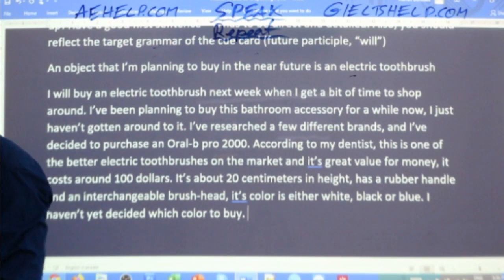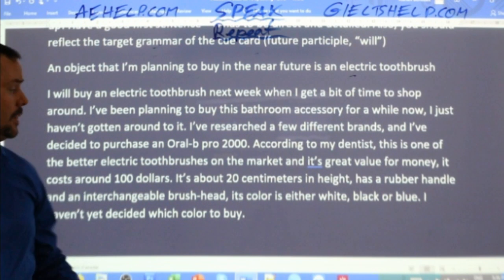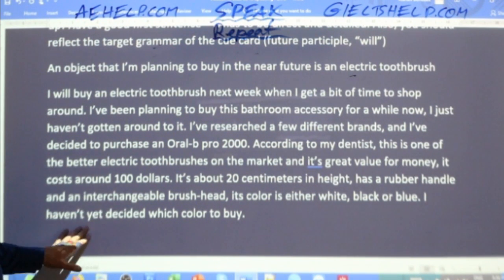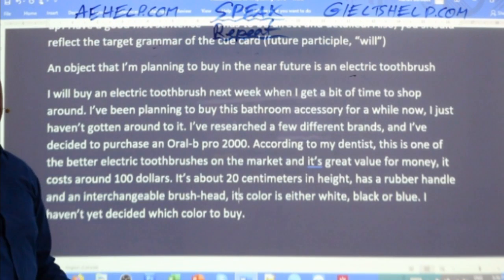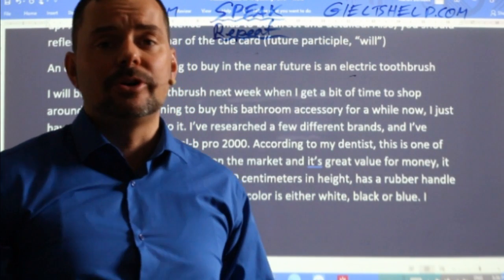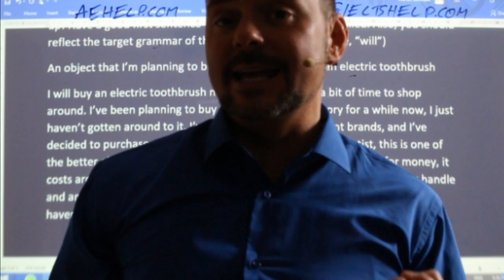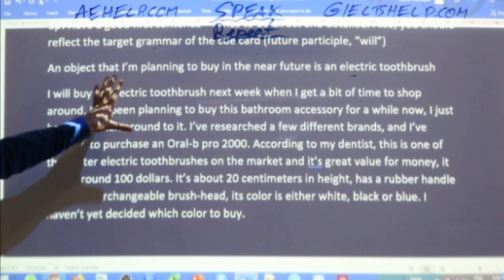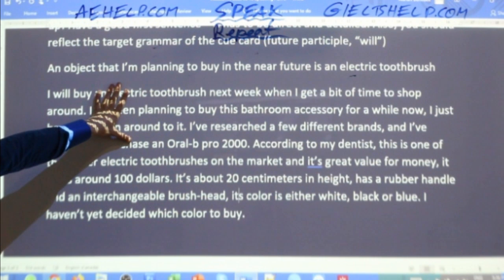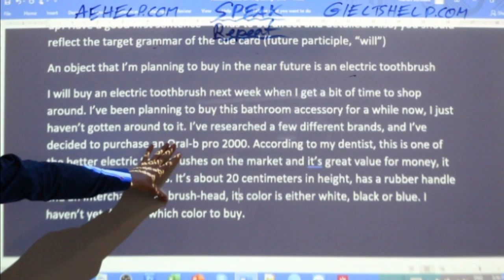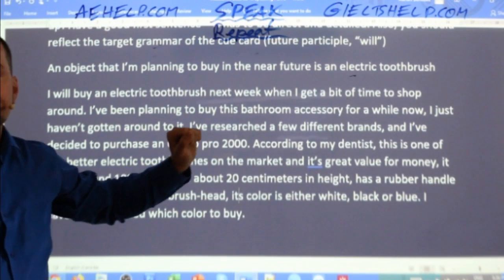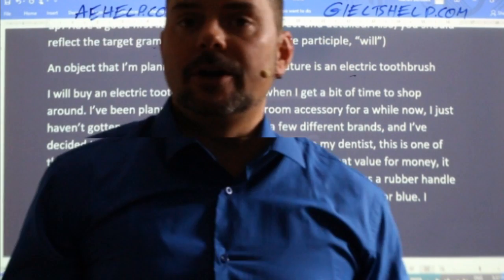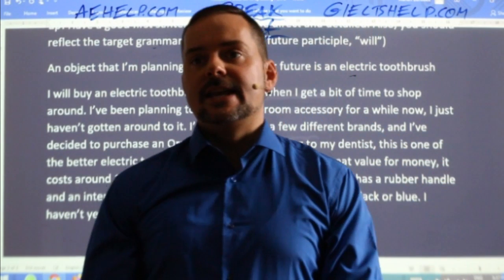Okay. Now, this sentence here, this last one, I haven't yet decided which color to buy, so that I keep showing the examiner that it's an item which I plan to buy in the future. Okay. All right. So I've directly answered the topic question. I'm describing what it is, what it looks like. So the appearance. Okay. Now, what should I do next? What should I type here, or in the real situation, what should I say next?